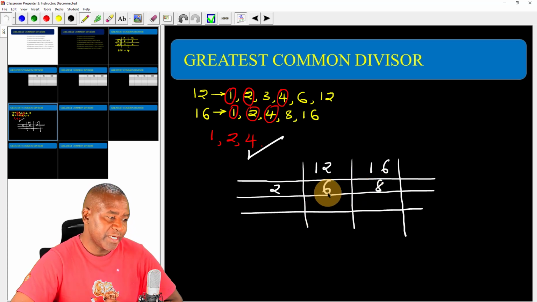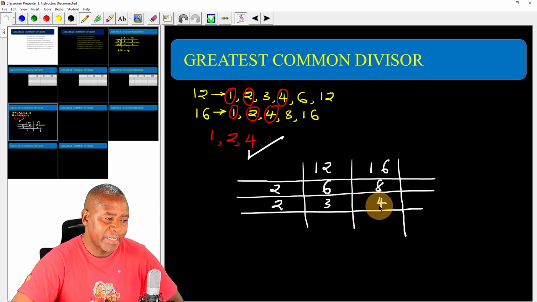Again, I want to find out whether 6 and 8 can be divided by 2 without a remainder. Again, it's true because each one of these numbers is even. So 6 divided by 2, I get 3, and 8 divided by 2, I get 4.